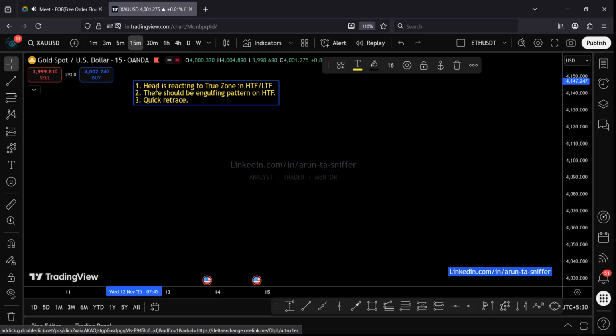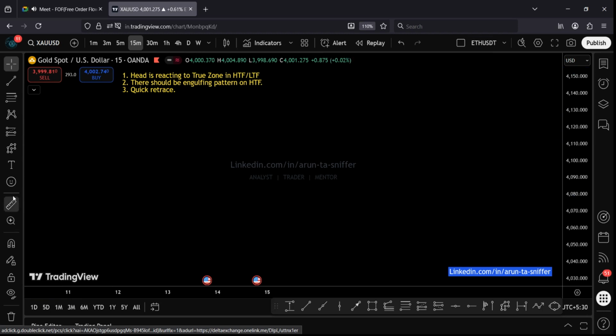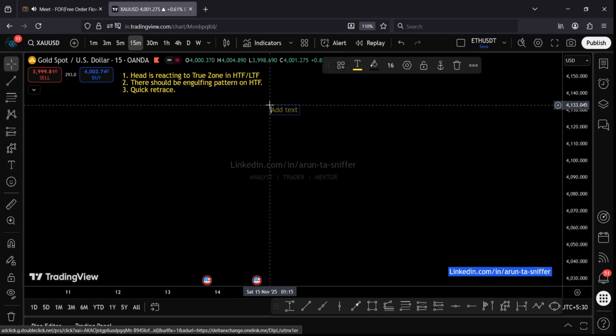So if these 3 conditions are fulfilled, we will take the pattern as a setup. But if any of these is missing, what will we do? We will look for the price approach at a lower time frame. Okay, so let's start with QM. Let's start our topic, true zone.